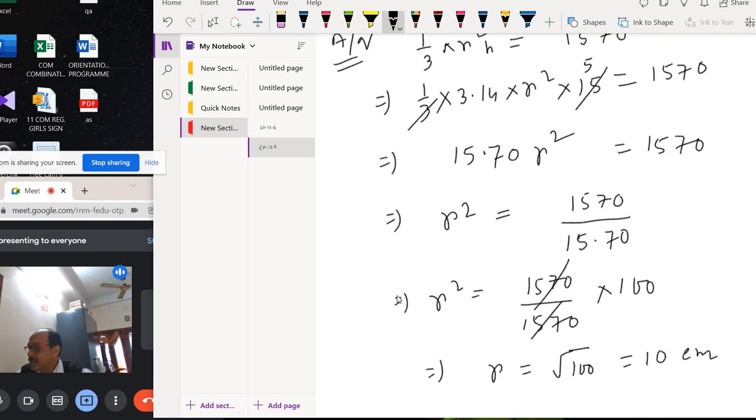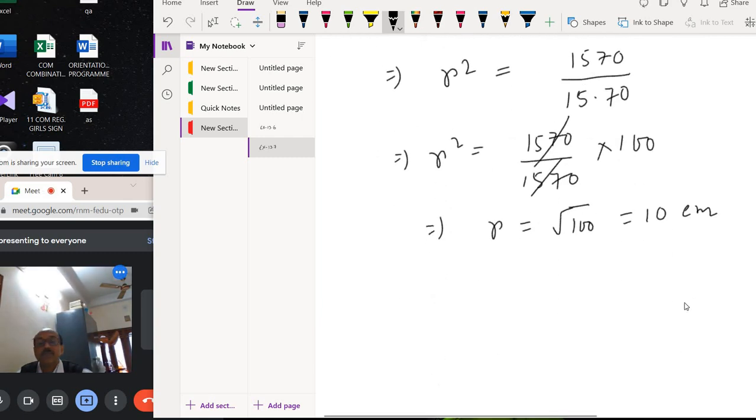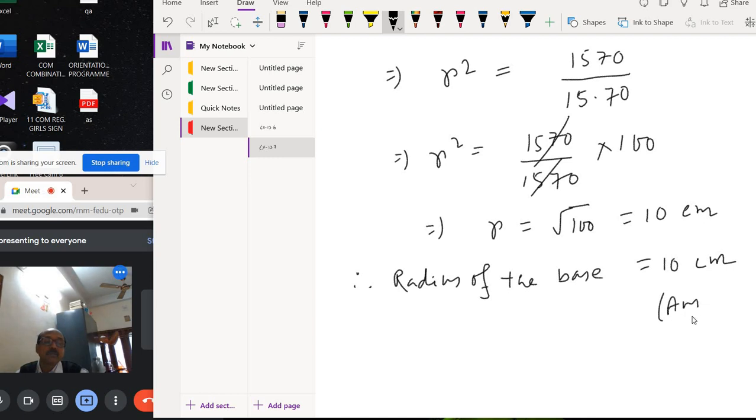The question is: find its radius. The radius of the base, therefore, equal to 10 centimeter. This is the answer. Okay, it is clear. Next, question number 4.